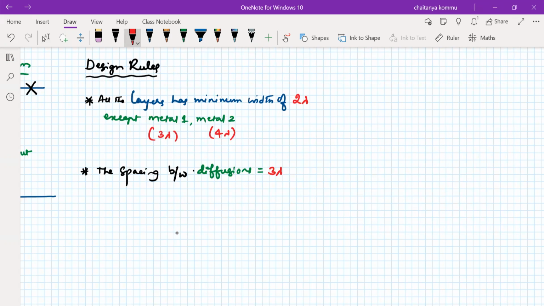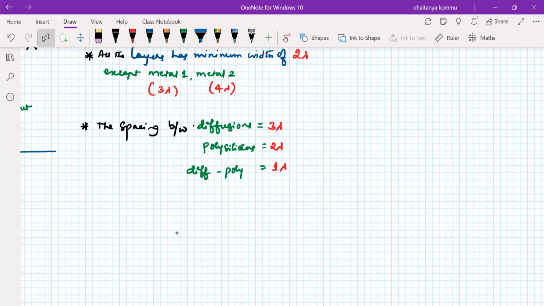Okay, and for polysilicon, this must be 2 lambda. It must be 2 lambda, and diffusion to poly. Okay, diffusion to poly, it should be 1 lambda. It should be 1 lambda we have to maintain.